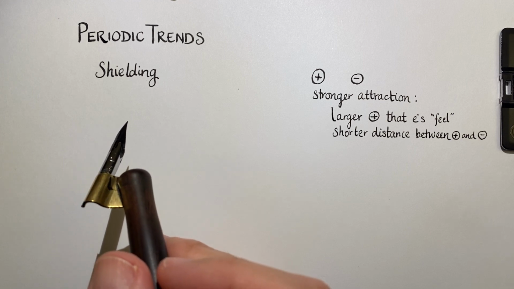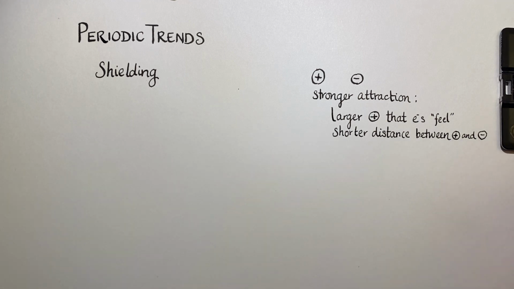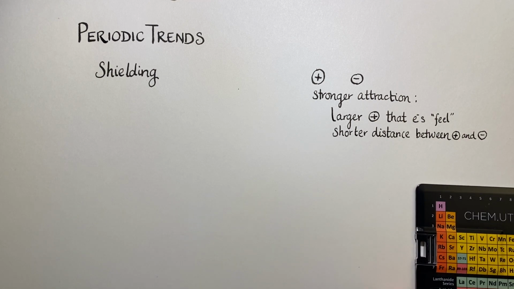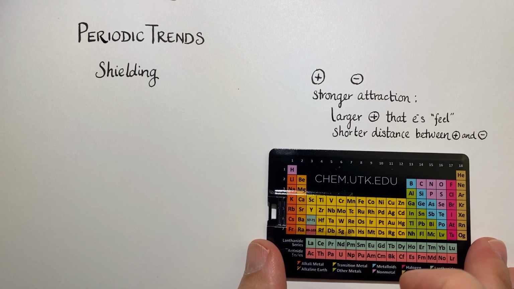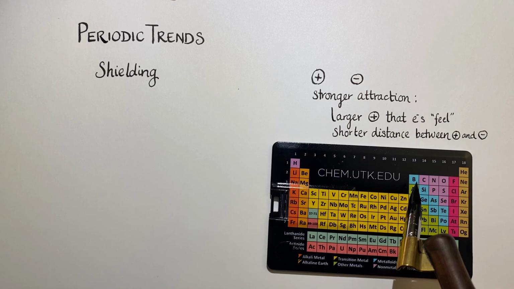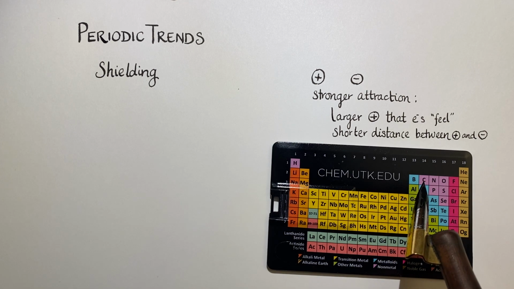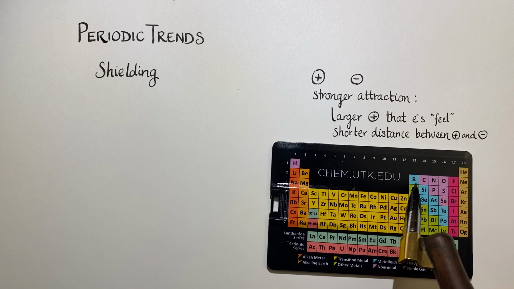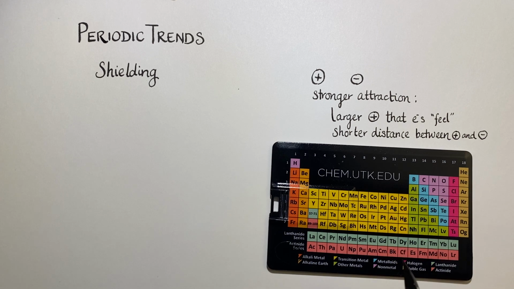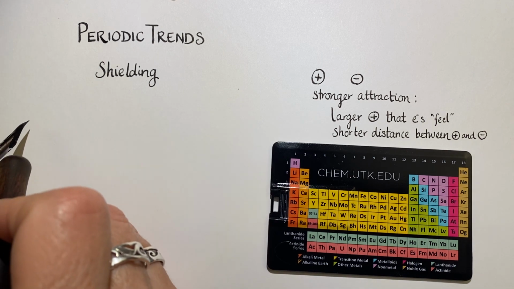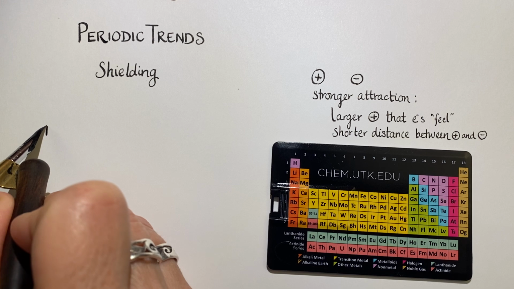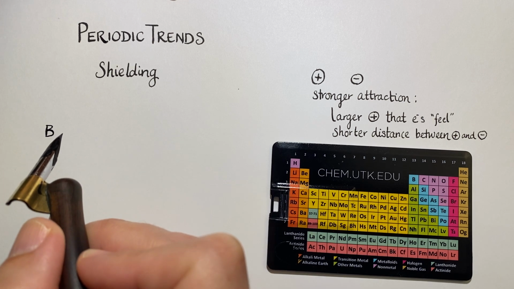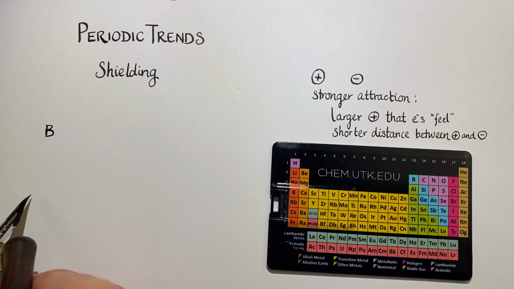So let's use a couple elements here in this example. And how about we compare boron and carbon? Let's compare these two elements. They're right next to each other on the periodic table. And we're going to draw out, look at boron versus carbon, but first let's draw out the boron.